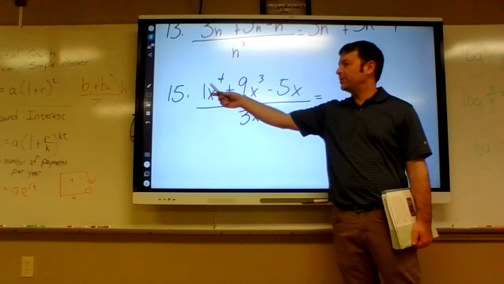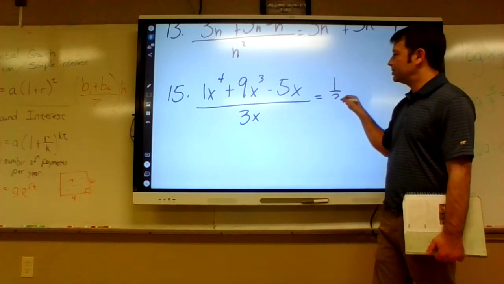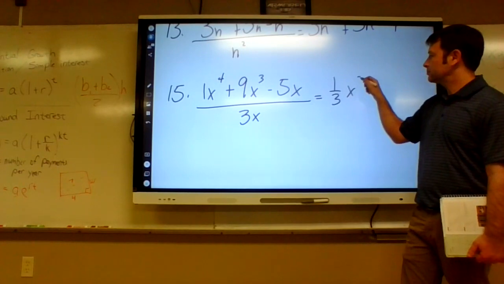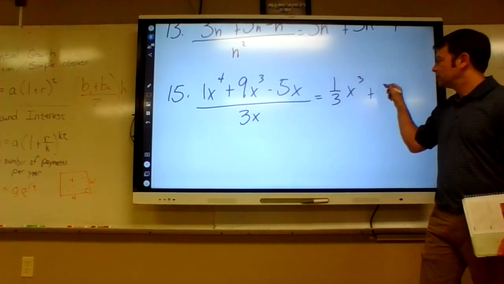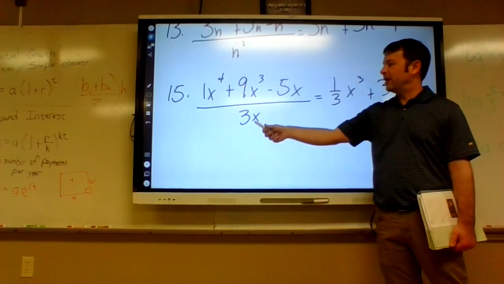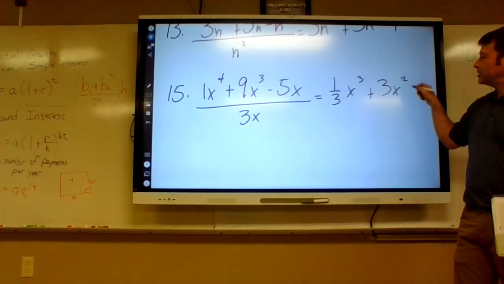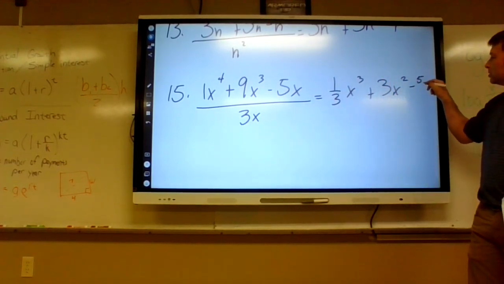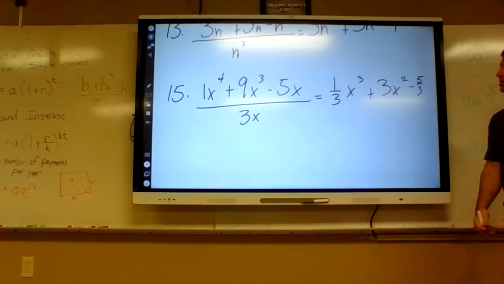Yeah. You can kind of put a 1 in right there. So it's 1/3 x to the third. Plus, what's 9 divided by 3? x cubed divided by x. Minus, what's 5 divided by 3? And x divided by x? Gone.